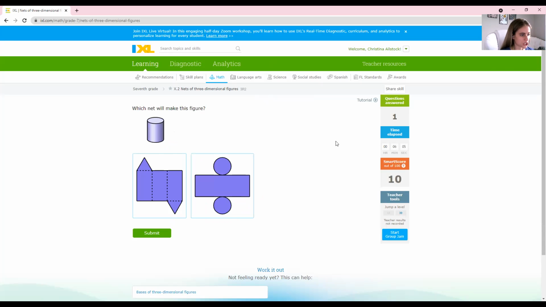Which net will this figure make? Okay, we have a cylinder. I need to look closely because in both of these, that wraparound part, so I think of like a Pringles can, that wraparound part is going to unfold and it will make a rectangle. But once again, we got to focus in on our bases. And I see that the top, so our base, is a circle. In the first one, it's a square. In the second one, we have a circle. So that would be the top and the bottom of our cylinder, or like the top and the bottom of our Pringles can.